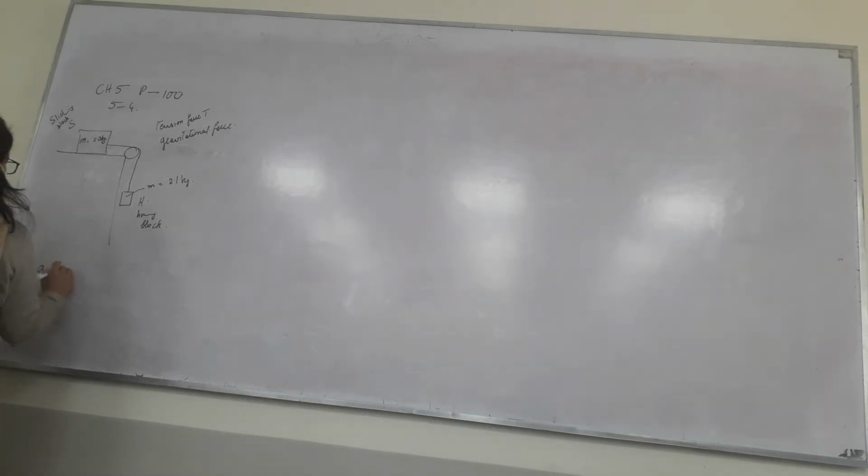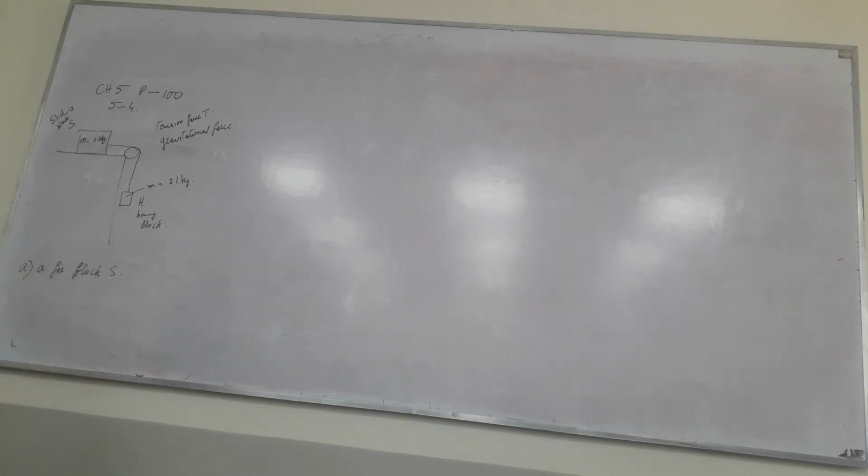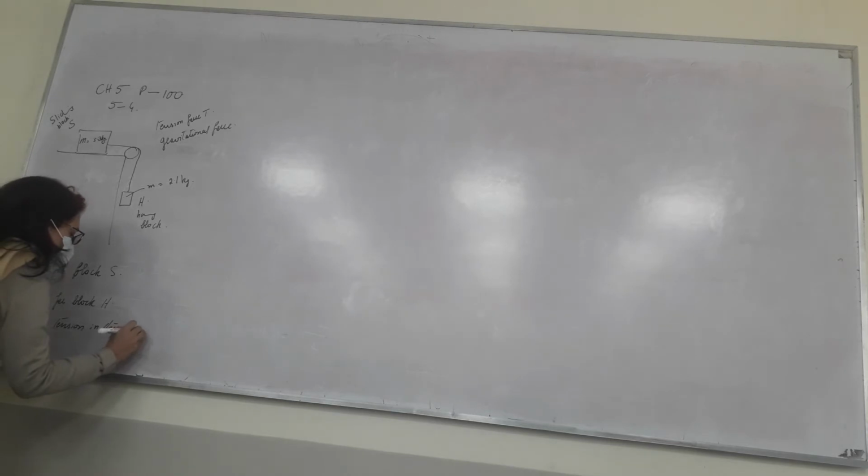A, for block S, the acceleration of this block, okay? And then you have B, the acceleration of block H. So acceleration for block S, acceleration for block H, and we have to find the tension in the cord. Number C, the tension in the cord. So this is the problem. Okay.